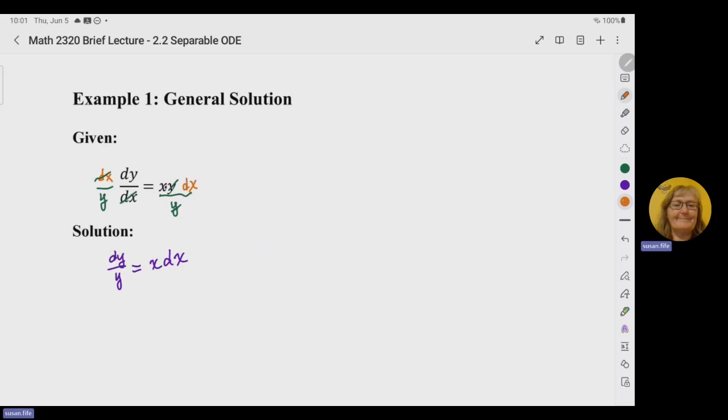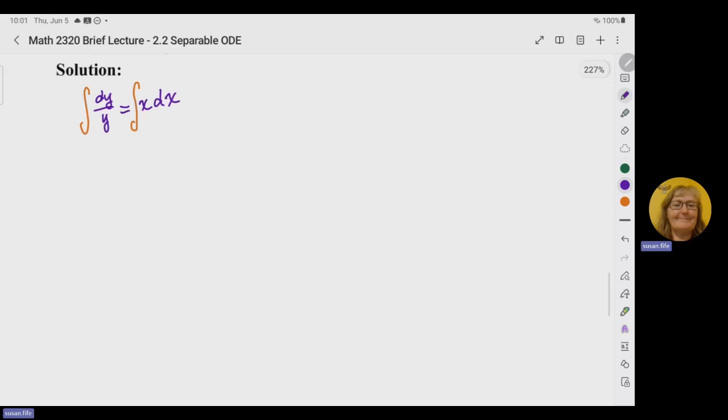So we separated the variables, and now we'll integrate both sides. When you integrate dy over y, we get the natural log of y. Remember that the constant of integration, we're just going to use it on the right side. When you integrate x, we're going to get x squared over 2 and then plus c.